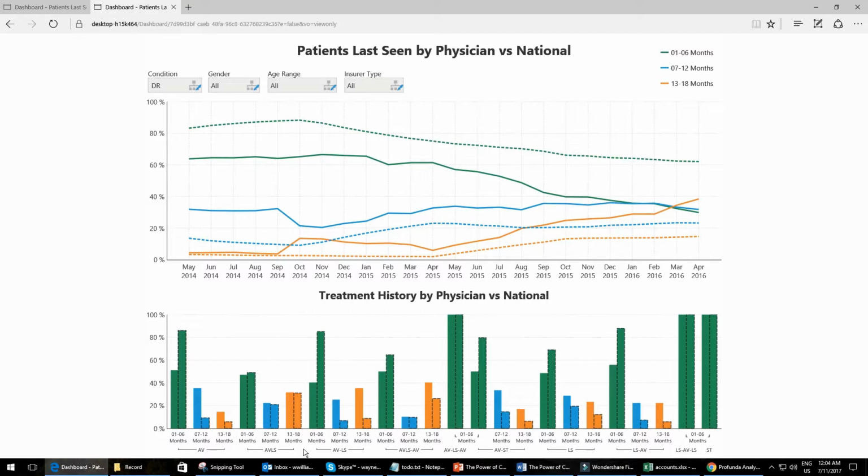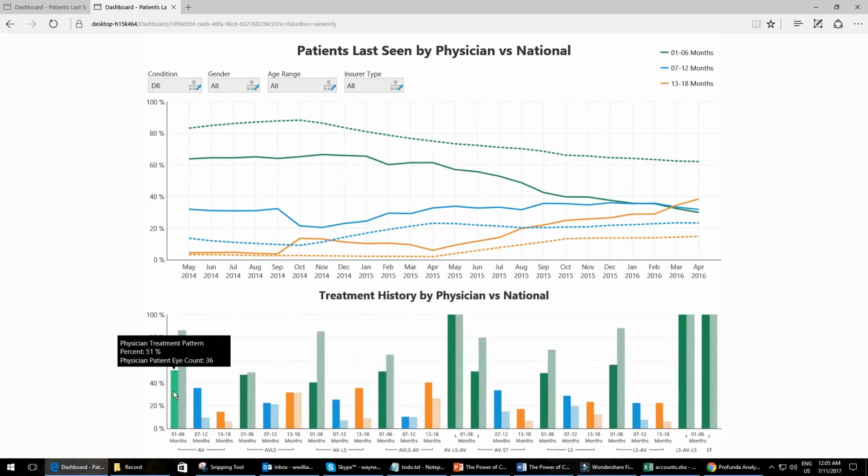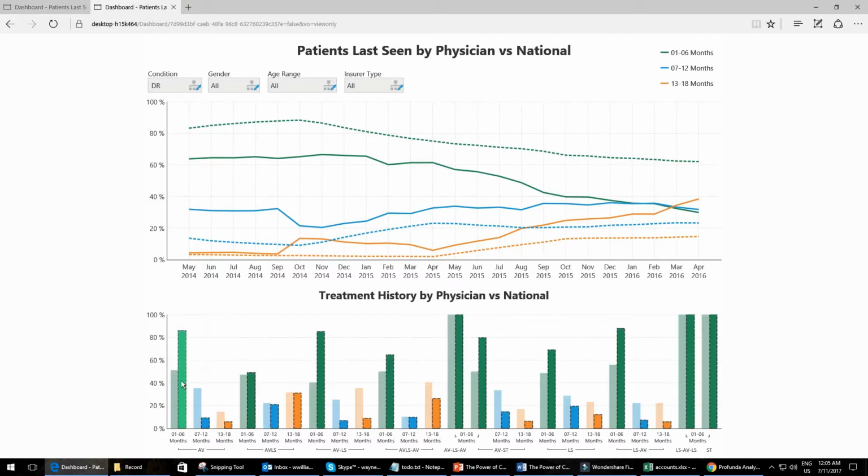The purpose of this chart is to make sure that we are comparing apples to apples when it comes to treatment regimens. And here we get a bit of a shock because even when our doctor is using the same treatment used by most doctors nationally, anti-VEGF drugs only, his patient retention rate is still much lower at only 51%, compared to the national retention rate of 86%. That doesn't make sense. With the same disease and same treatment regimen, we would expect the same outcome.